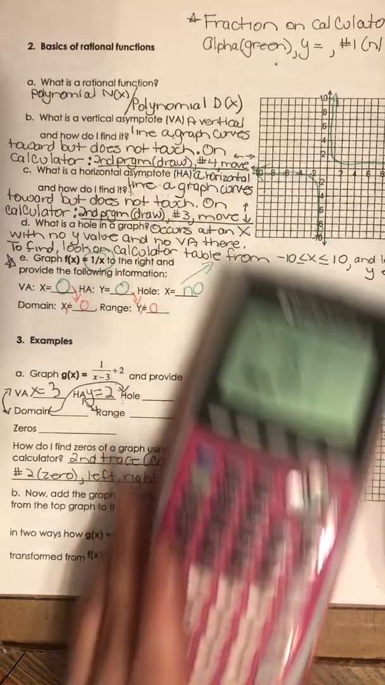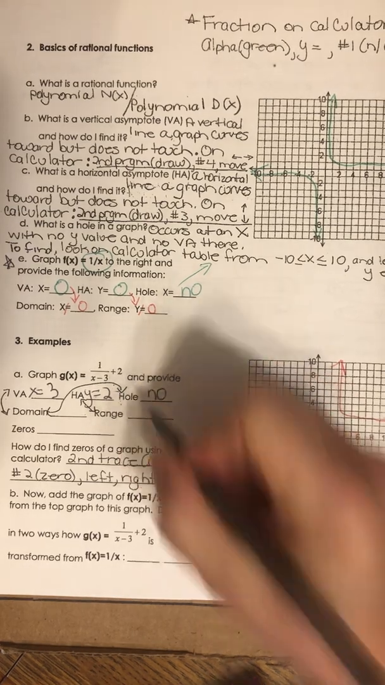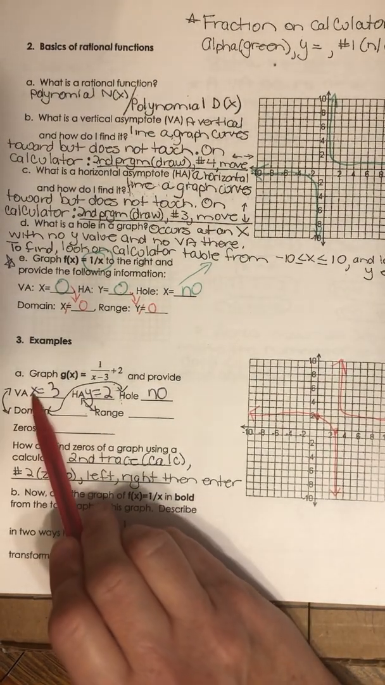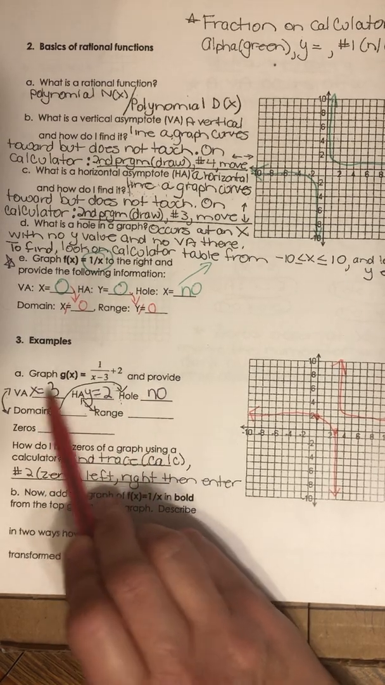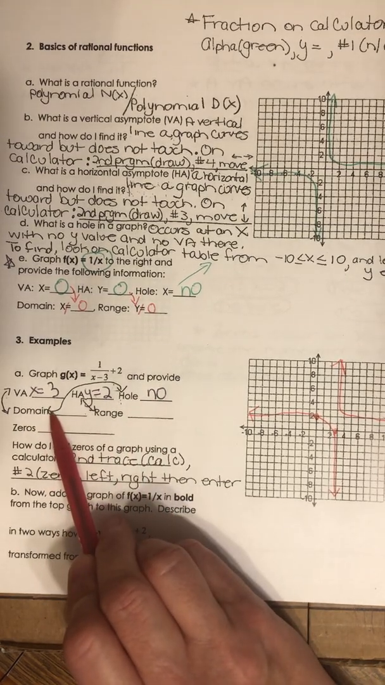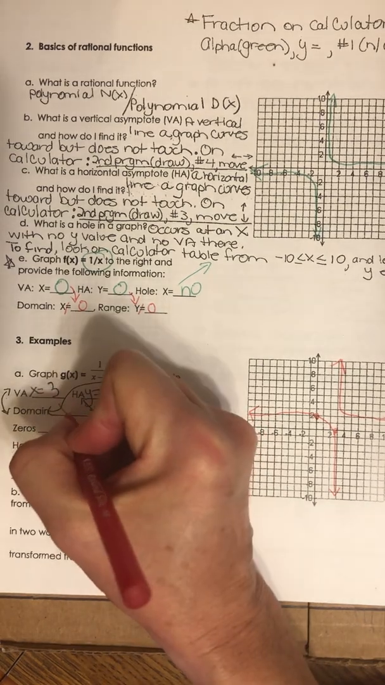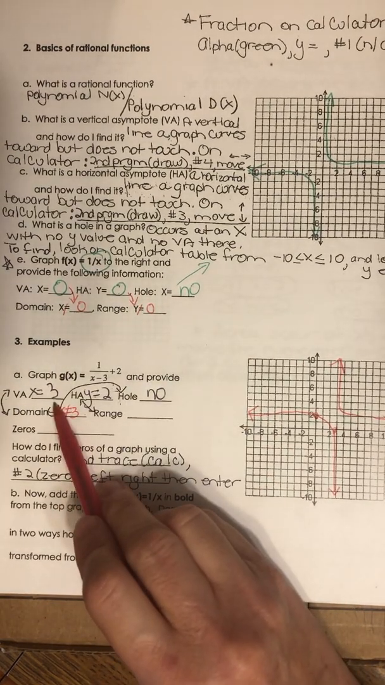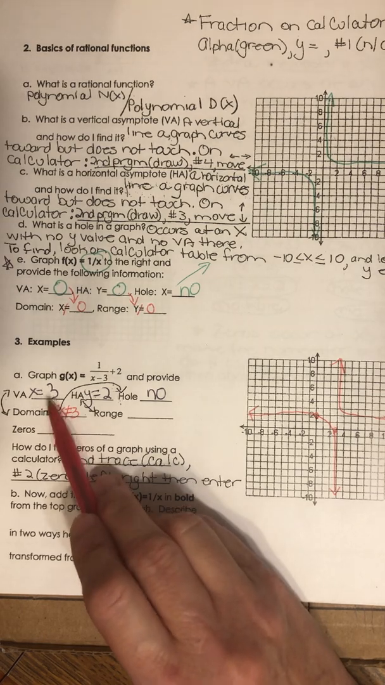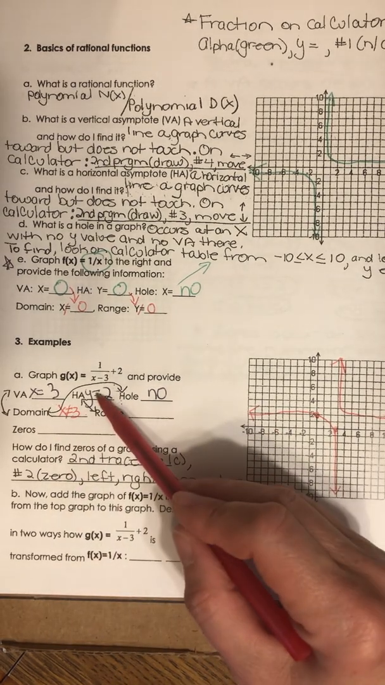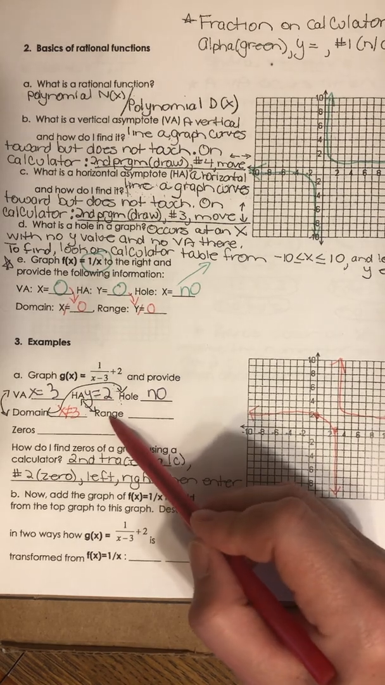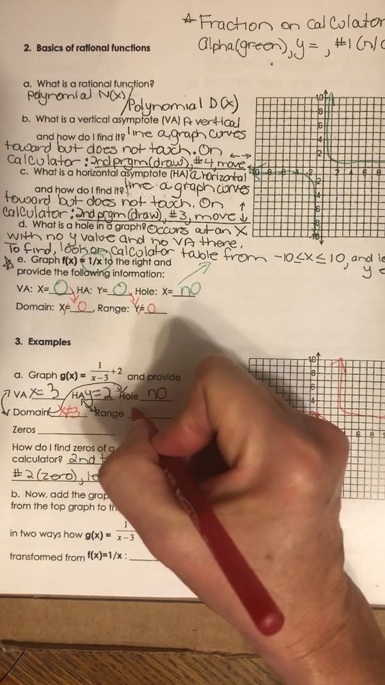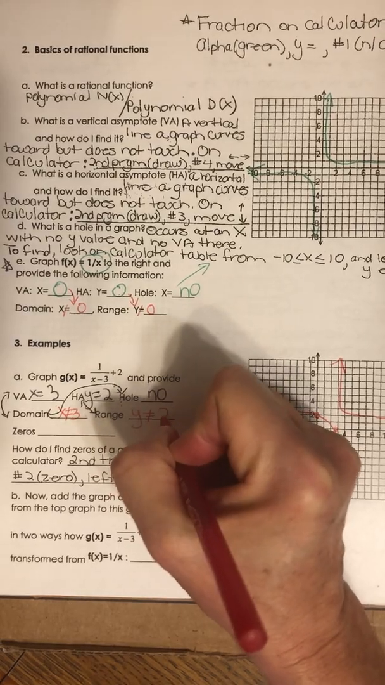Again, no holes. Okay, we know that the domain is related to the x's, right? Which is a VA or a hole. My domain then is x cannot be 3. We said there's a vertical asymptote there. It approaches x equals 3 but doesn't hit it. The range we know are the y's, and we said that our graph is approaching y equals 2 but not hitting it, so the range cannot be 2.